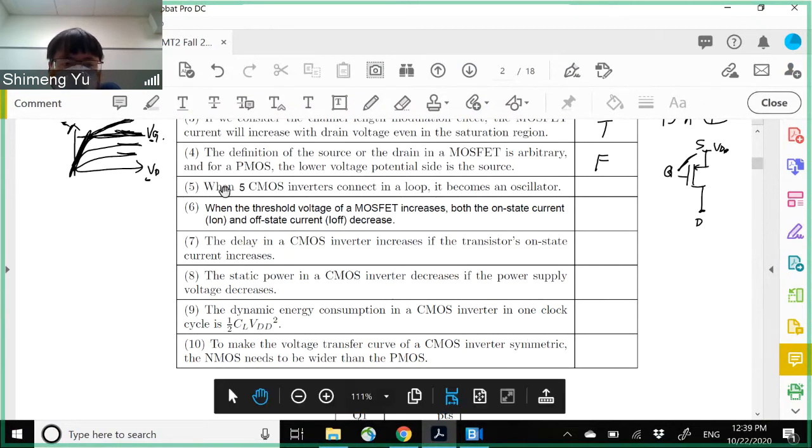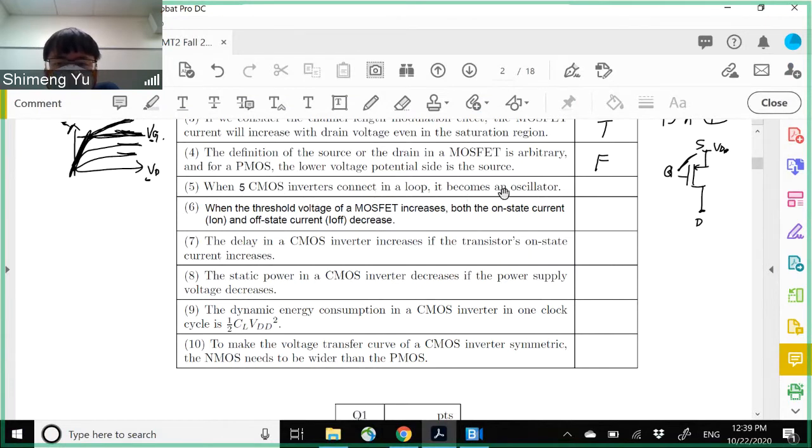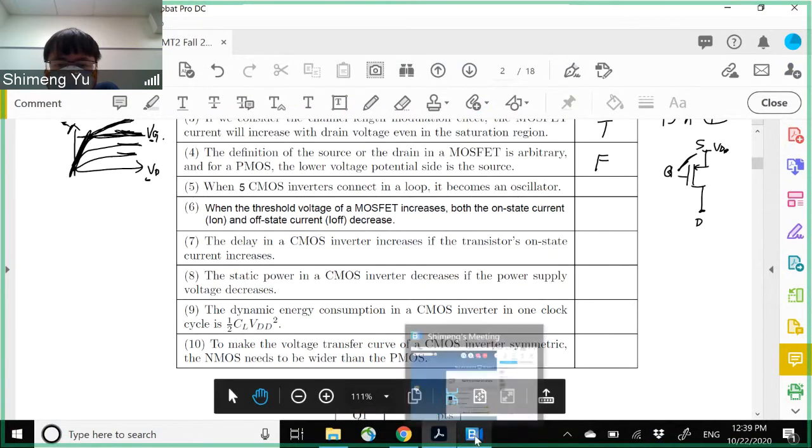Okay, number 5. When 5 CMOS inverters are connected in a loop, it becomes an oscillator. True or false?